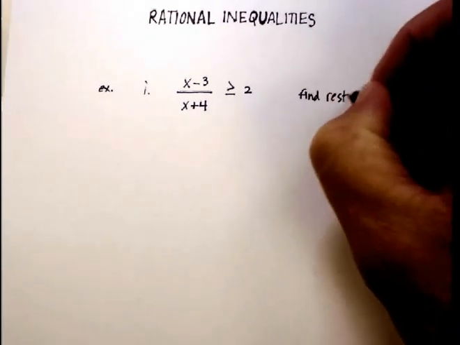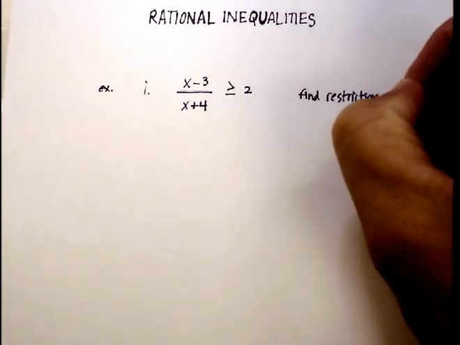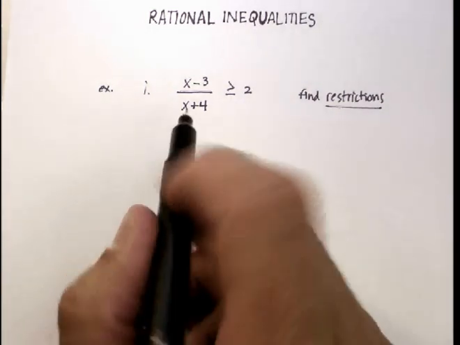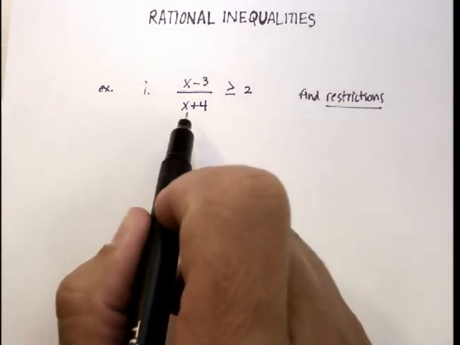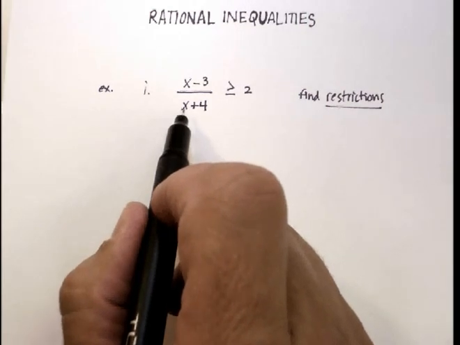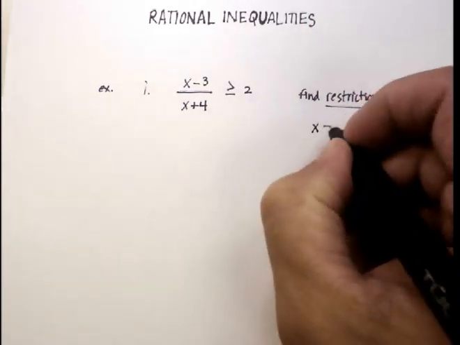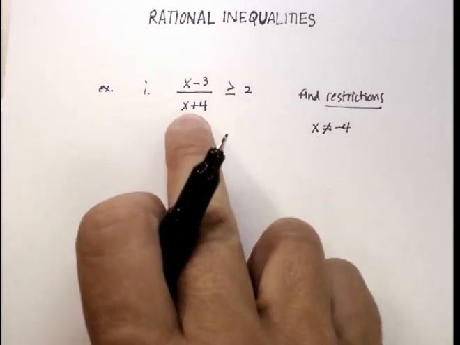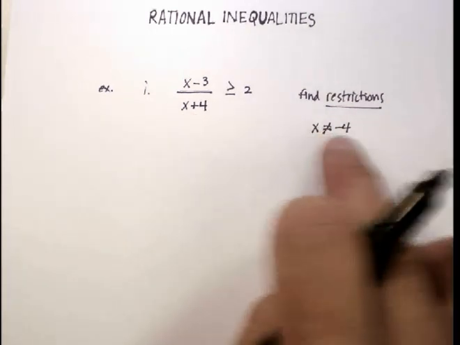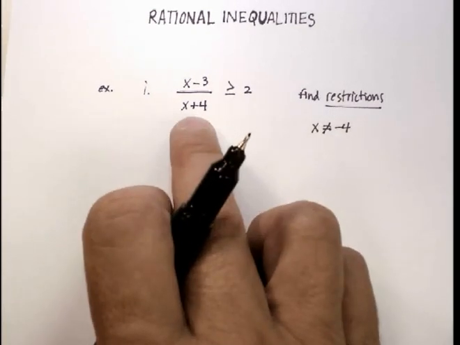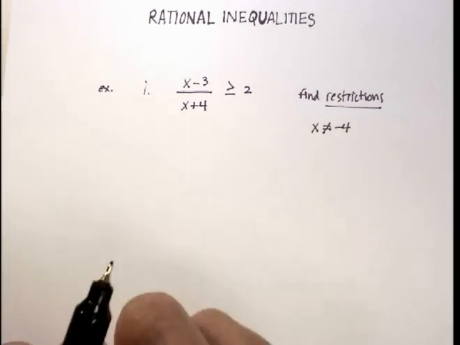Now, what do I mean by that? Remember, restrictions are numbers that cannot work in your problem. And in this case, we can't put zeros in denominators. So we're going to say that negative 4 is a restriction. We're going to say that x cannot equal negative 4, because if x were negative 4, it would make my denominator 0. So that's one thing we have to do right off the bat: look at the denominator and tell me what numbers won't work. All right?